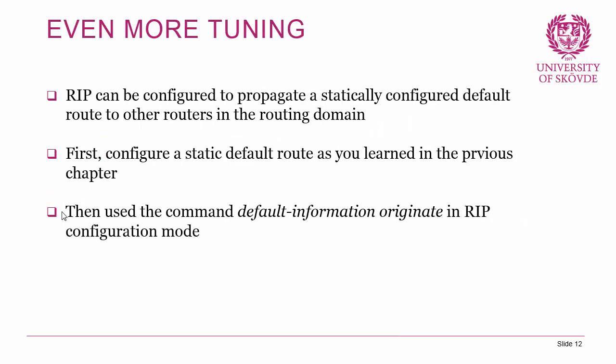So on some more tuning, remember that a statically configured default route can be good, especially if you have one way out to the internet. Then you're going to say to a router that, hey, if this isn't for an internal network, a network in my routing table, then you just send it this way and it's going to reach the internet and someone else can take care of it. So you can use RIP to propagate a statically configured default route to other routers in the routing domain. And what you want to do then is begin with, yes, configuring the static default route, and then you use the command default-information originate in RIP configuration mode.